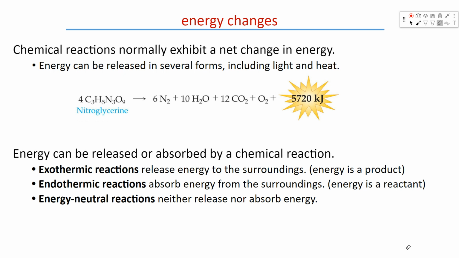Good job, Will. Does anybody know what nitroglycerin is? It is dynamite. Good job. Nitroglycerin was discovered in the 1860s by Alfred Nobel. From the money that he made from selling dynamite, he founded the Nobel Prize, which is given out to the scientific community. He discovered nitroglycerin, and nitroglycerin is used in dynamite.